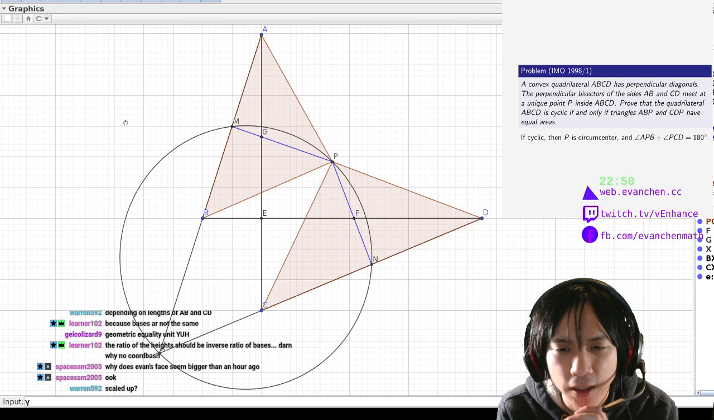I haven't used the fact at all that this is a right angle here. I would like to use this at some point.